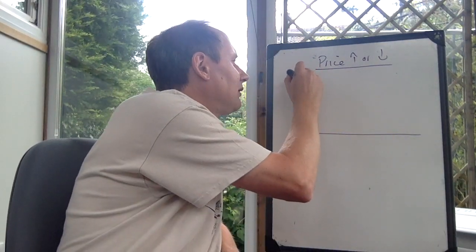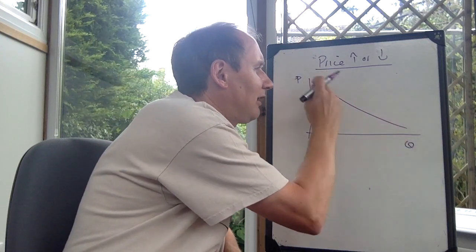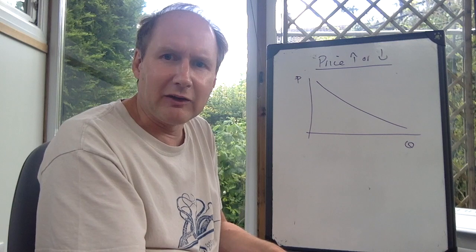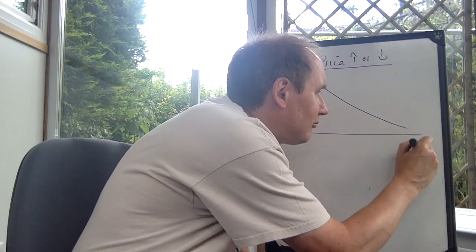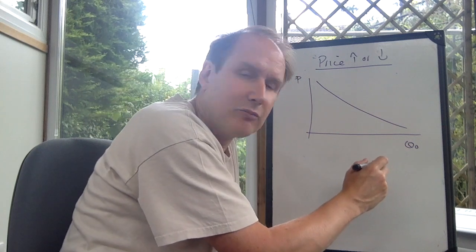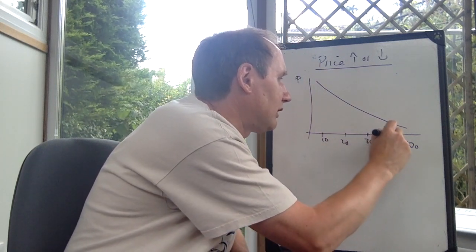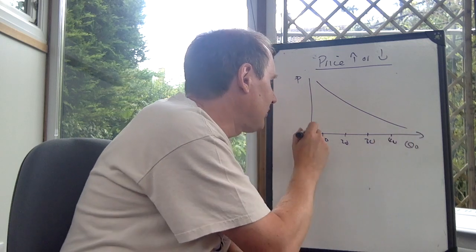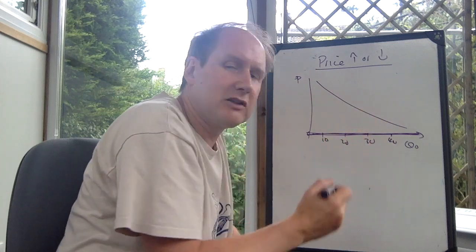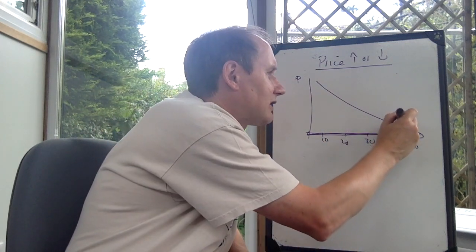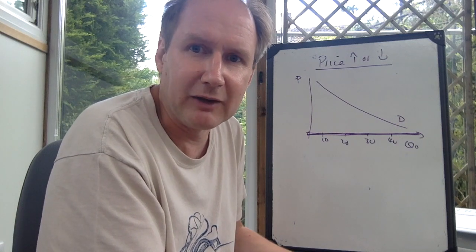Now, something that people sometimes get confused about is they think that that line is demand. That line is a demand function or a demand curve. Demand is actually measured here. Demand is in a number of units: 10 units a week, 20 units a week, 30 units a week, 40 units a week. That is demand, it's a number of units. This is just a function that tells us the relationship between price and demand.